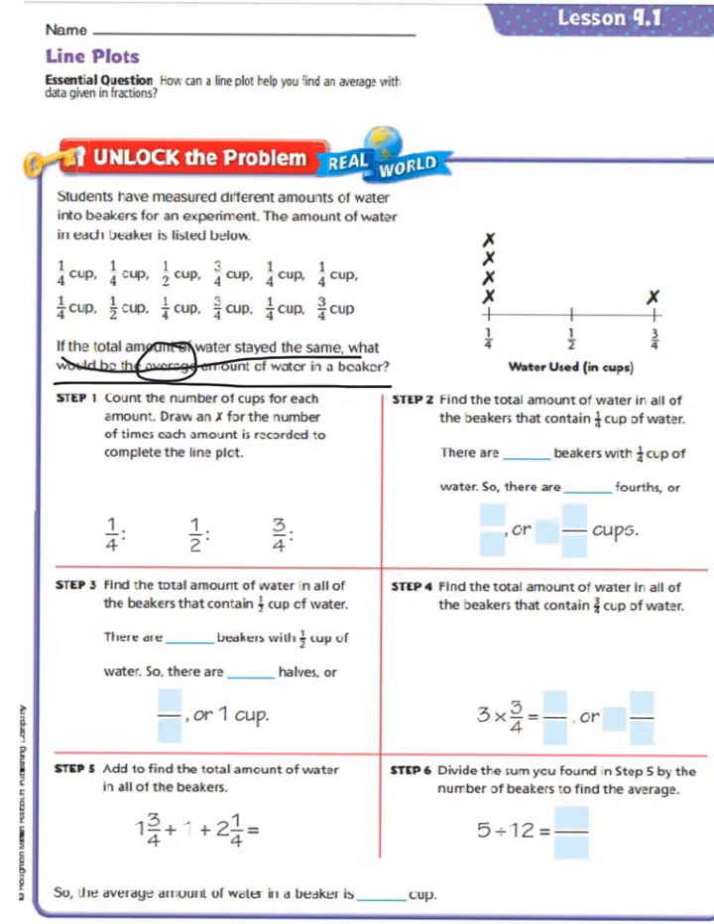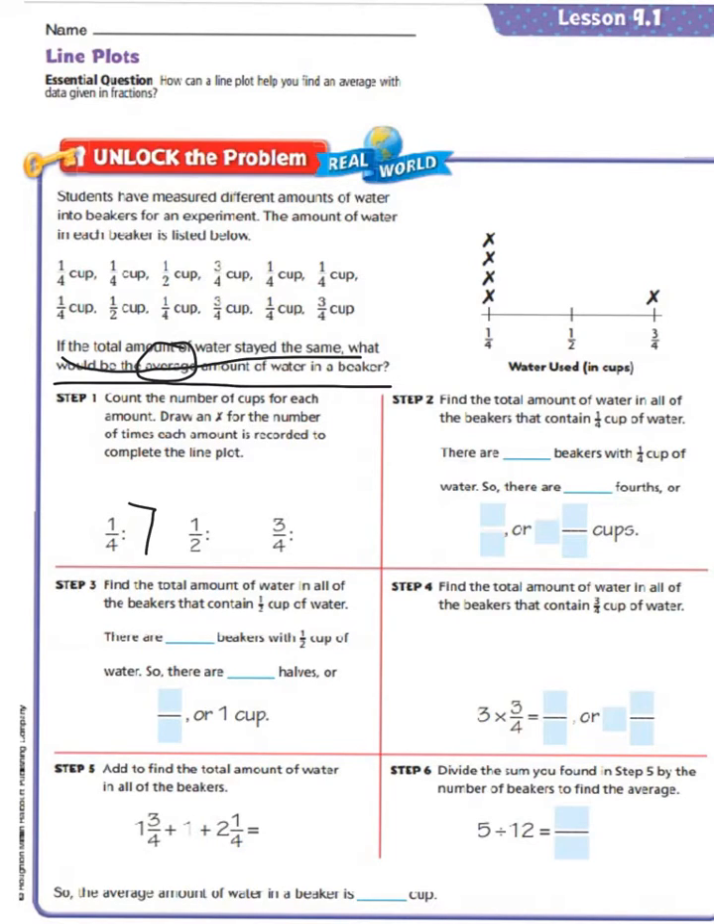So, step 1 says to count the number of cups for each amount. Draw an X for the number of times each amount is recorded to complete the line plot. So let's go up and count. We will begin with the 1/4 cup. So we see 1/4 cup, 2 1/4 cups, 3 1/4 cups, 4 1/4 cups, 5 1/4 cups, 6 1/4 cups, 7 1/4 cups. So we have 1/4 occurs 7 times.